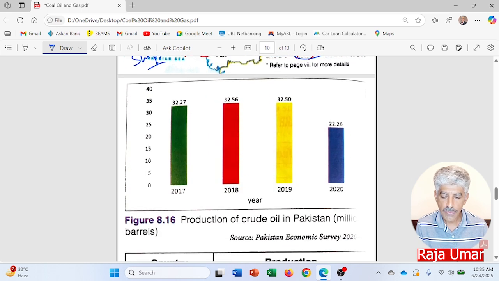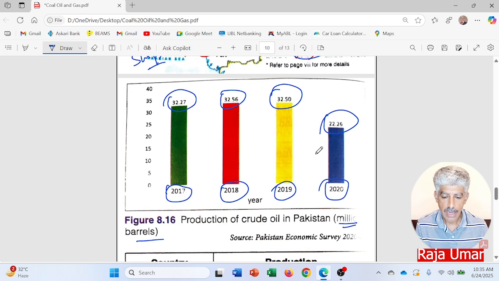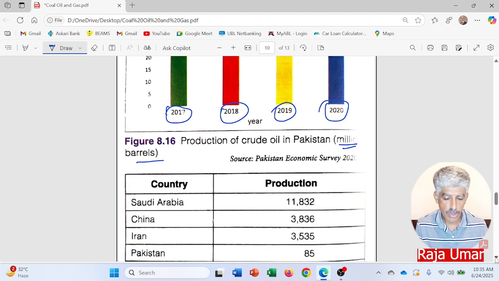Here we have the production of crude oil in Pakistan in million barrels in a year. In 2017, Pakistan produced 32.27 million barrels, and in 2018 almost the same quantity, a bit higher, and in 2019 almost exactly the same. But in 2020, because of the COVID situation and the lockdown, the crude oil production in Pakistan declined drastically, about a 10 million barrel decline. So that was a greater blow to the economy.